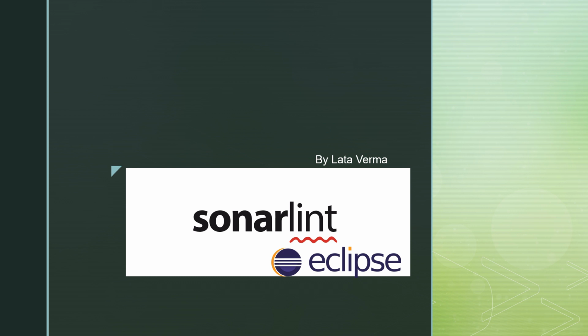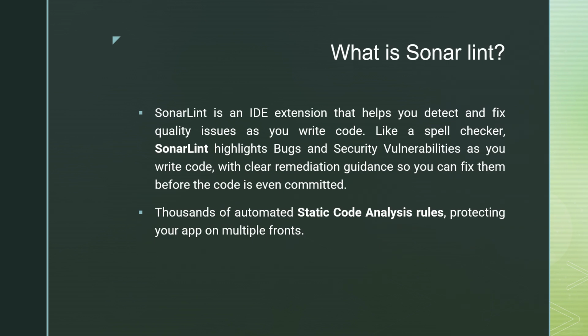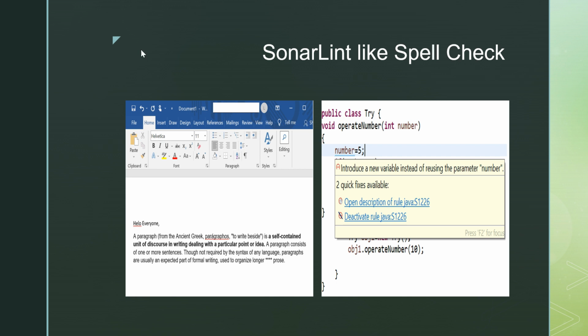So let's get started. SonarLint is an IDE extension that helps you to detect and fix quality issues as you write the code, like a spell checker. See friends, here in this MS Word, I have deliberately written wrong spelling for hello and paragraphs. So a spell checker is going to show me what the error is, right? What is the problem? It is going to check the spelling of every word, and I'm getting this red underline for the words where I have made a spelling mistake, right?